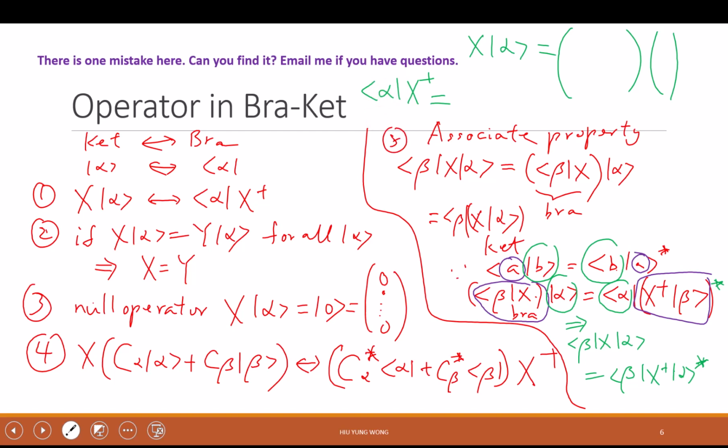Because it's a bra. Because we transpose it and then we take the complex conjugate, right? That's how you get it, right? This one you really need to be very familiar with. So this is something like this. As a result, you need to multiply it from the right.